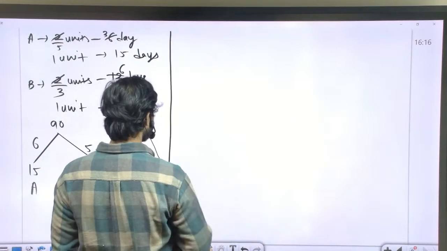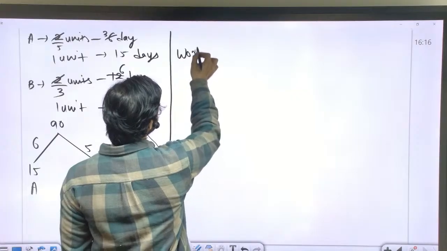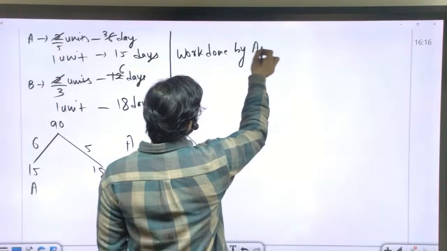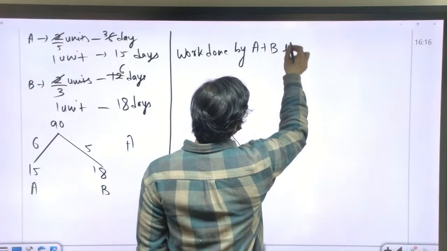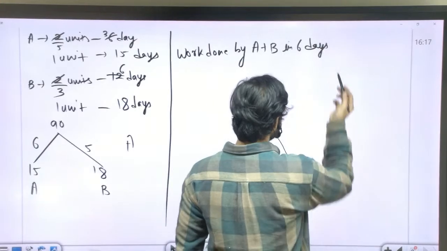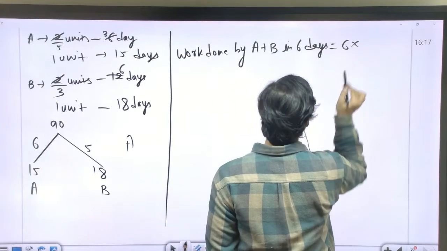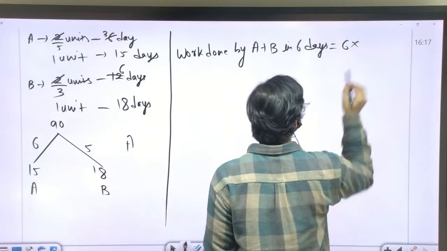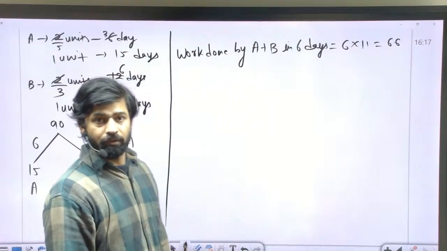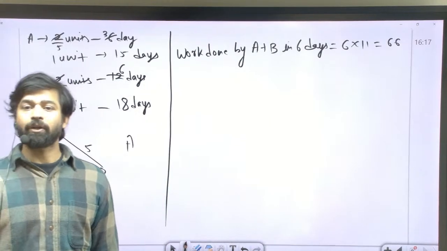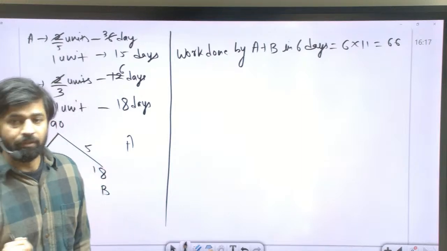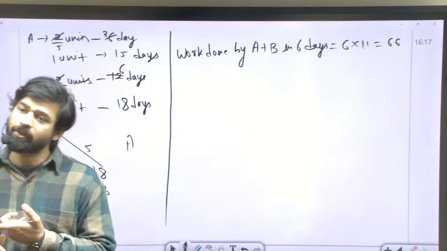So work done by A plus B in 6 days will be what? 6 into 6 plus 5, 11. So it is 66. Any problem in this? Now the remaining work was done by whom? C. And in how many days? 8 days. So from here we can find out the efficiency of C.